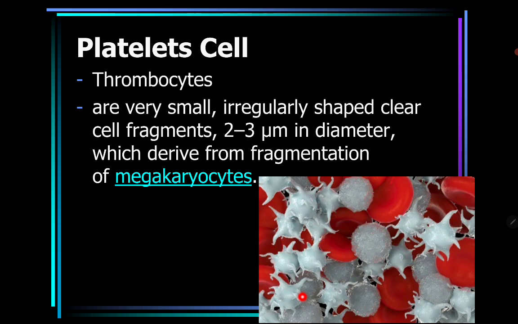Now the platelets or thrombocytes are very small, irregularly shaped, clear cell fragments, 2 to 3 micrometers in diameter, which derive from the fragmentation of megakaryocytes. The average lifespan of platelets is 5 to 9 days. Platelets are a natural source of growth factors, and they circulate in the blood of mammals and are involved in hemostasis, leading to the formation of blood clots. Platelets release thread-like fibers to form these clots.